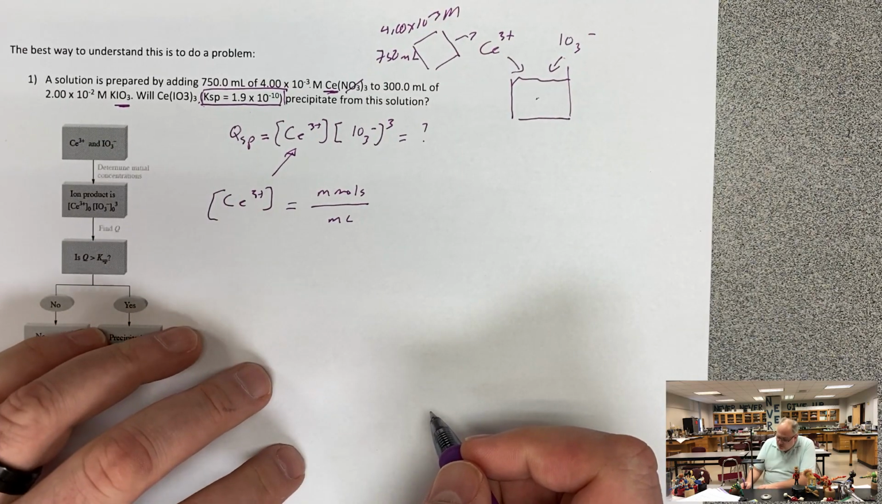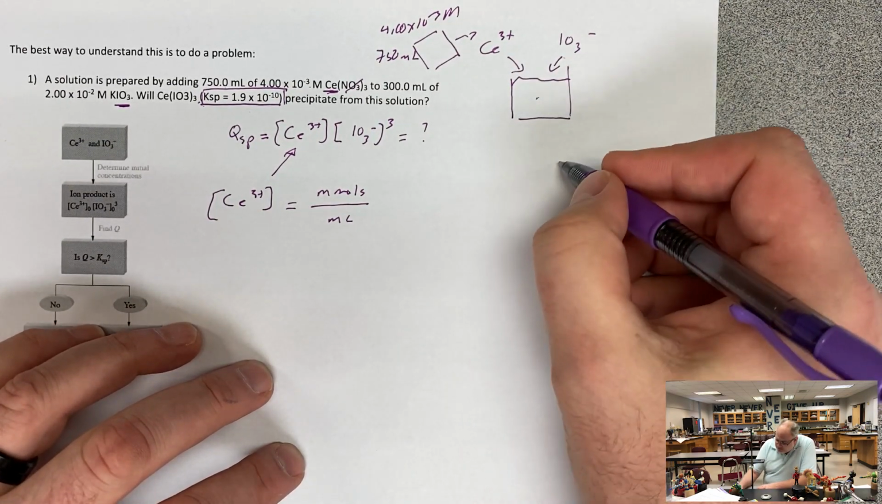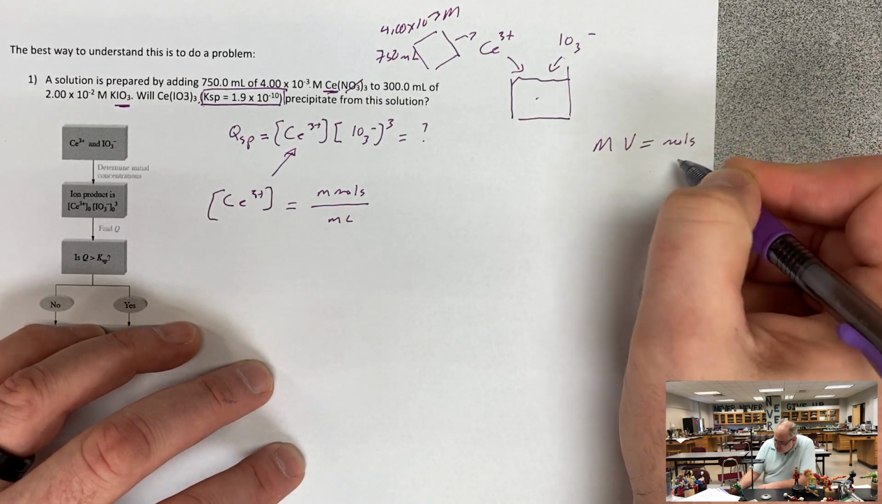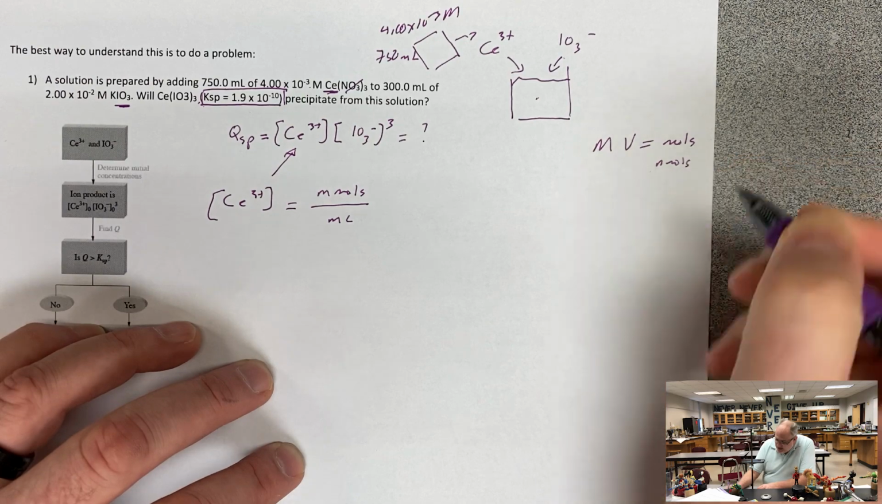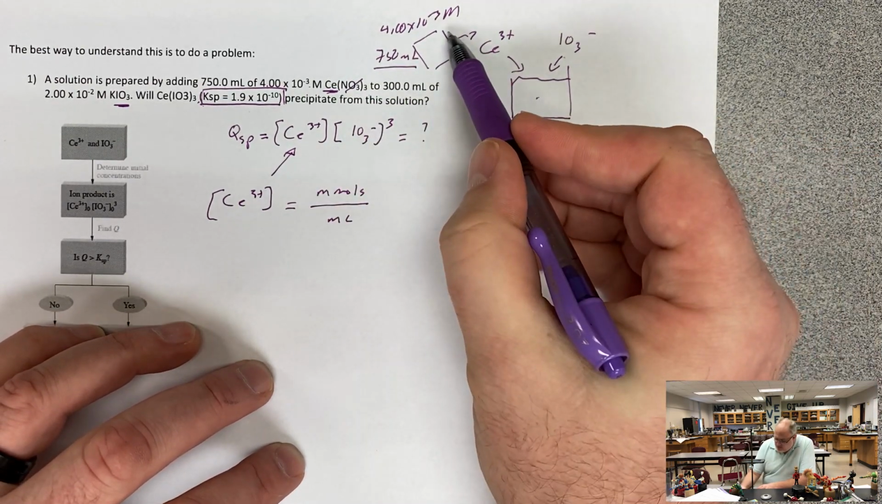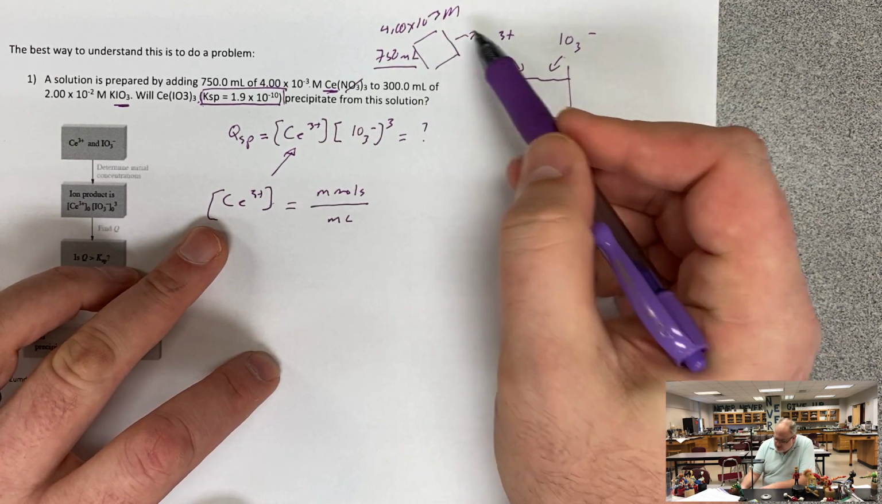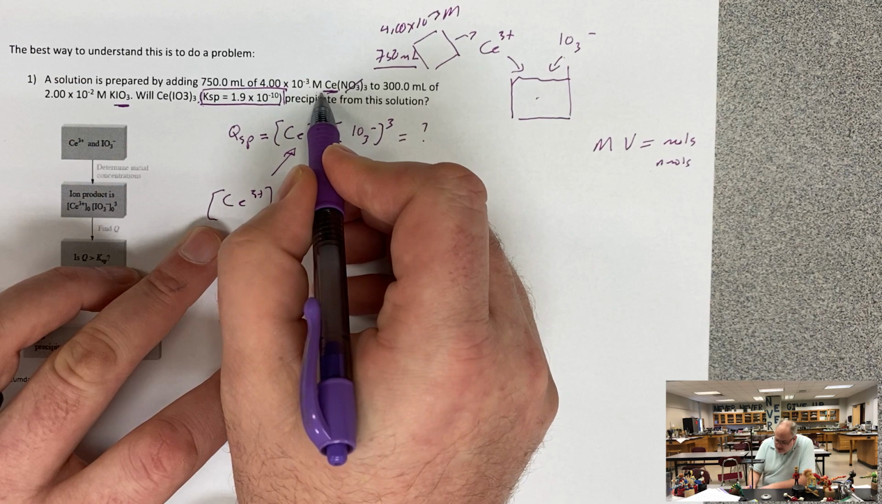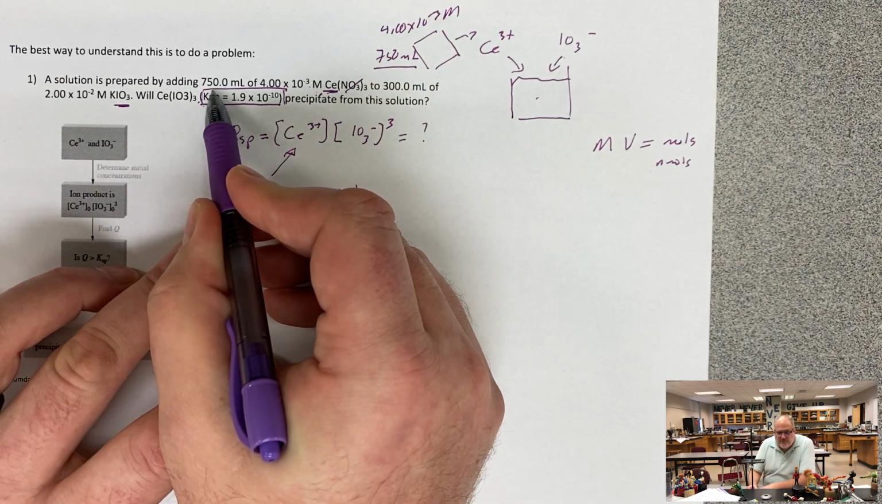So what we do know is this. If they give us the molarity and the volume, wouldn't that allow us to figure out our moles or our millimoles? And why is that a big deal? Well, we're adding 750 milliliters into here. Now you might say, well, okay, don't we already know what our Ce3+ concentration is? Because don't they tell us right here it's 4.0 times 10 to the negative 3? Yes, that's in 750 milliliters.